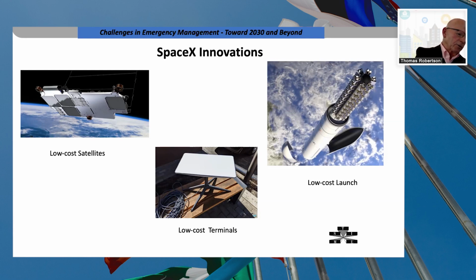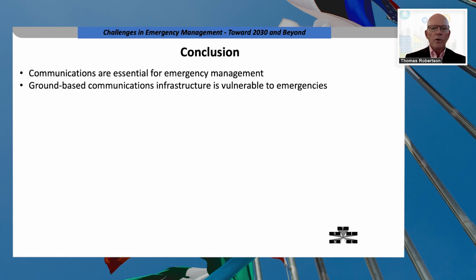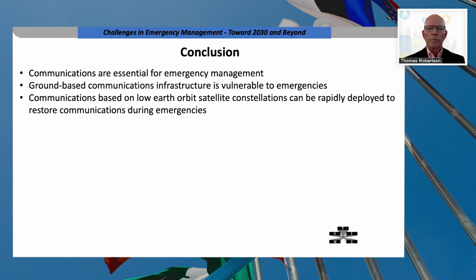So in conclusion, it's clear, obviously, that communication is essential for emergency management. And we increasingly rely on the benefits of internet and cell phone communications. These are enabled typically by ground-based infrastructure that is vulnerable to disruption by war or natural disaster. What we're seeing is that the emerging capabilities of satellite-based internet are less vulnerable and are a great solution to bridge the gap when ground-based infrastructure is destroyed or in danger through emergencies, particularly the kind of destruction that has been occurring through the Ukrainian war.